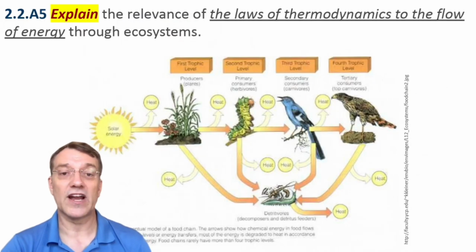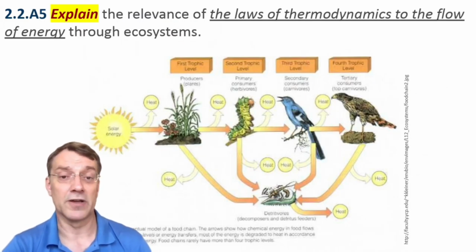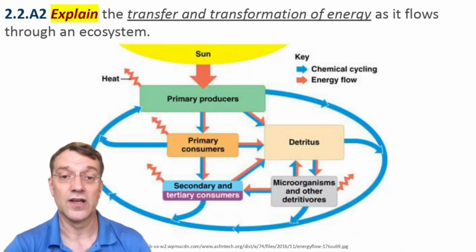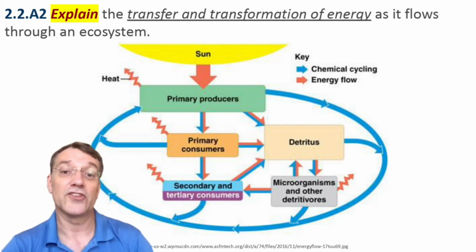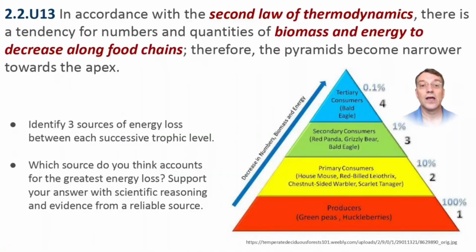The laws of thermodynamics govern energy flow in ecosystems. The first law of thermodynamics, which is called the conservation of energy, explains why energy is neither created nor destroyed, but it's transformed or it changes forms as it moves through food chains. The second law of thermodynamics, which is the law of increasing entropy, explains why energy becomes less available with each transfer, because much of that energy is lost as heat.